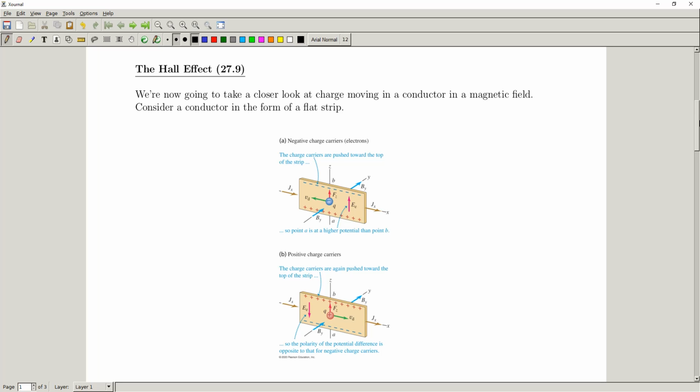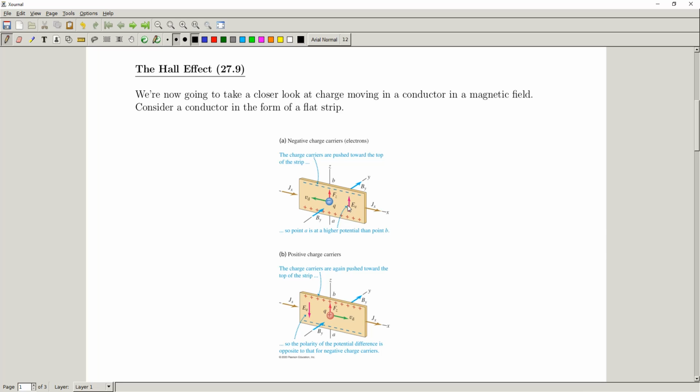We want to look at a conductor in the shape of a flat strip now. So this rectangular area that we're looking at, we can imagine that it is a flat strip conductor. Our current is moving in the direction of our positive x-axis here, so we can see our current density pointing in this direction. We have a magnetic field that's pointing in the positive y direction. And then we have two separate cases here.